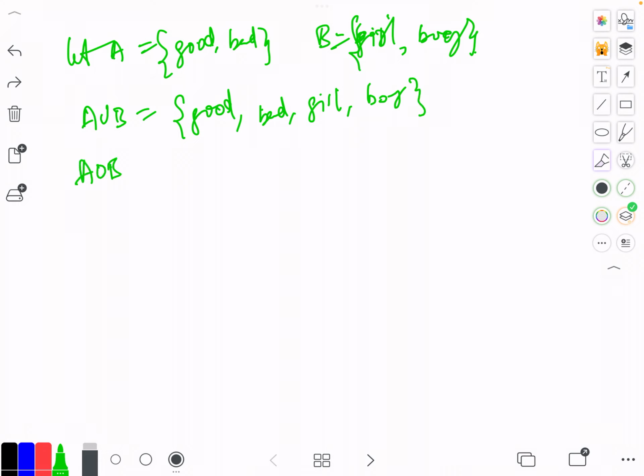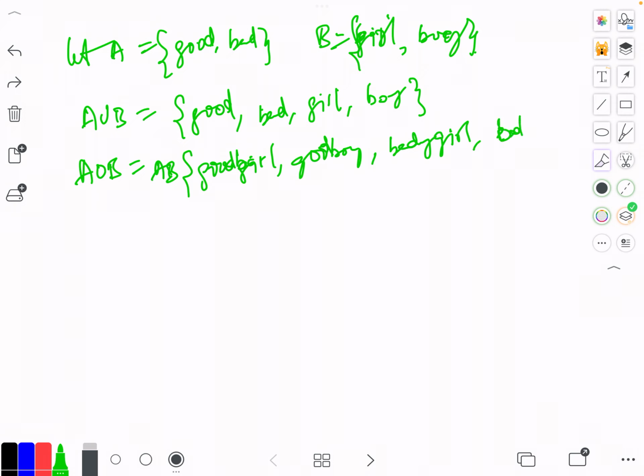When you say concatenation, which is AB, you get good girl and good boy, and bad girl and bad boy. And A star is nothing but the epsilon value. No matter what A star is, it always contains that epsilon value.